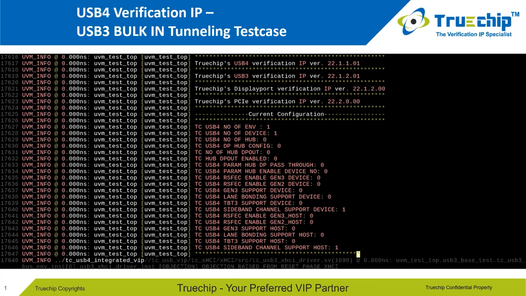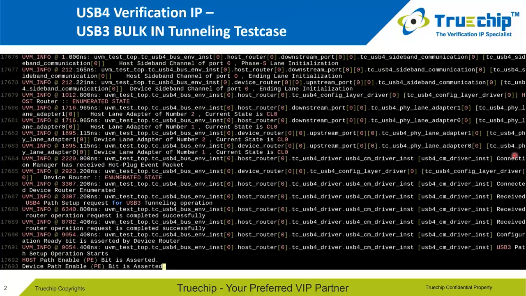Now, we will show the example of a USB 3 bulk-in tunneling test case. In the current environment of this test case, there is a USB 4 host router and a USB 4 device router. They will tunnel USB 3 traffic via USB 3 protocol adapters which are connected to internal USB 3 devices.